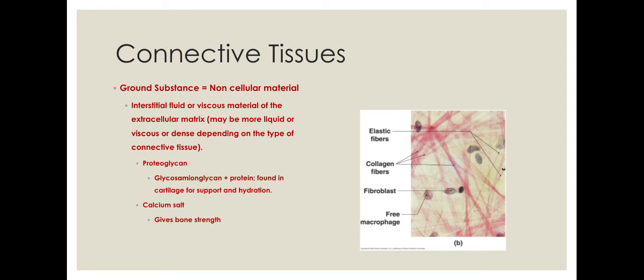Okay, so those are the types of fibers that we find. We also have ground substance, and ground substance is just not cellular. It can be the interstitial fluid. Sometimes there's a more viscous matrix that it's in, and it just kind of depends on the type of tissue that you're looking at. There's something called proteoglycan, which is protein, and that is in cartilage, so it helps to support and keep it lubricated. You can have calcium salts, which give bone strength. So that ground substance is just not cellular. It's the other stuff that is there.